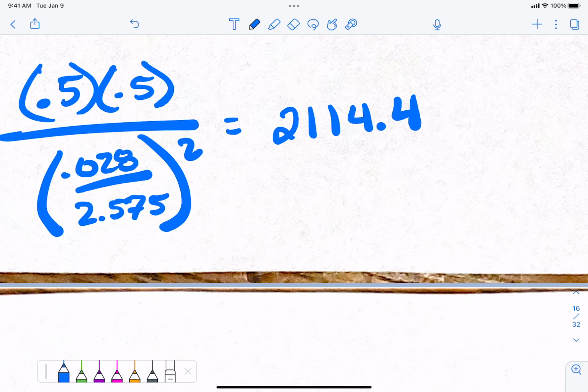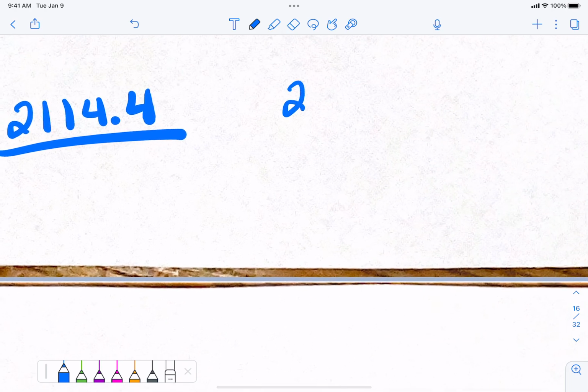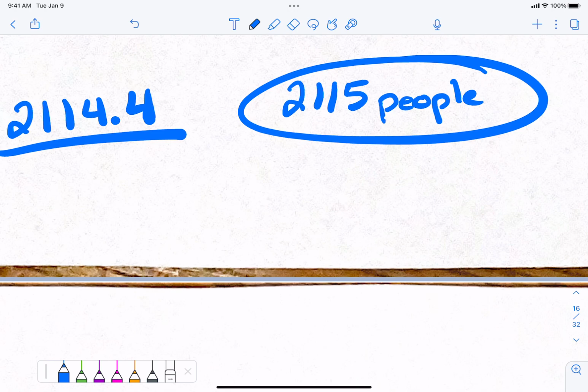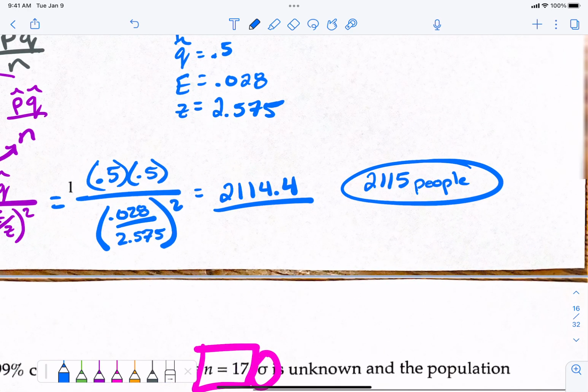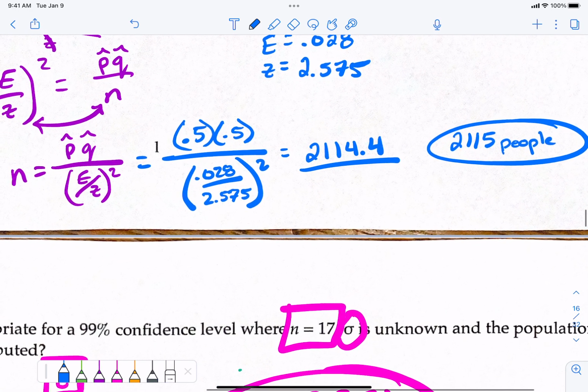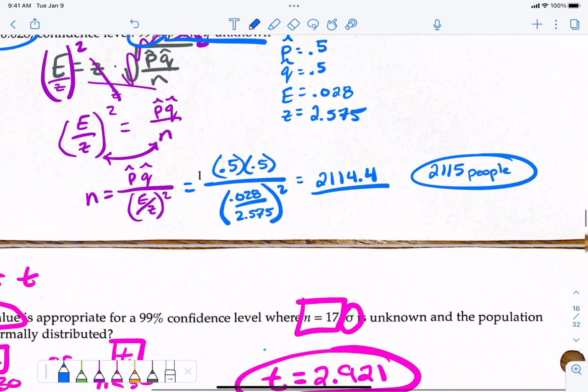2114.4, which technically rounds down, but you always round up to the next person. 2115 people. That's how many I would have to survey in order to get a 2.8% error. Does that make sense? I'd have to survey a little over 2,000 people. Got it?